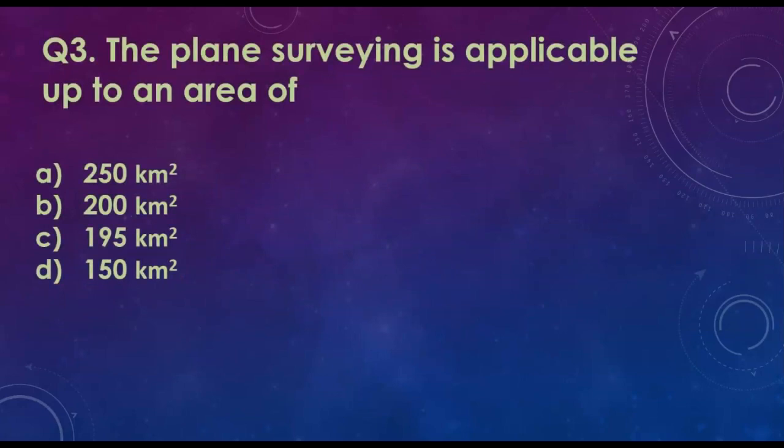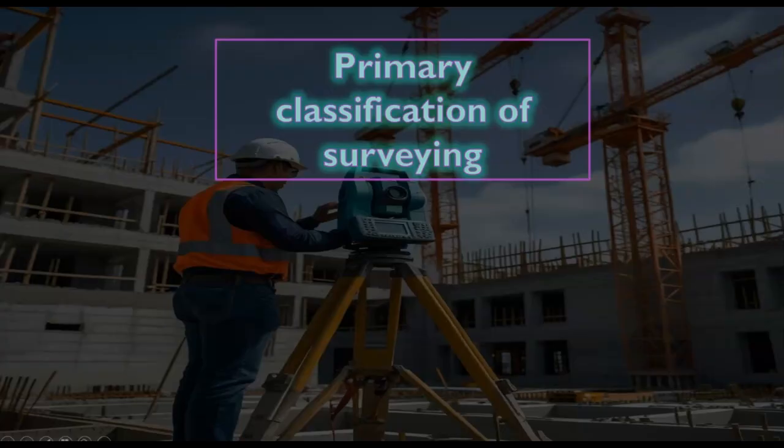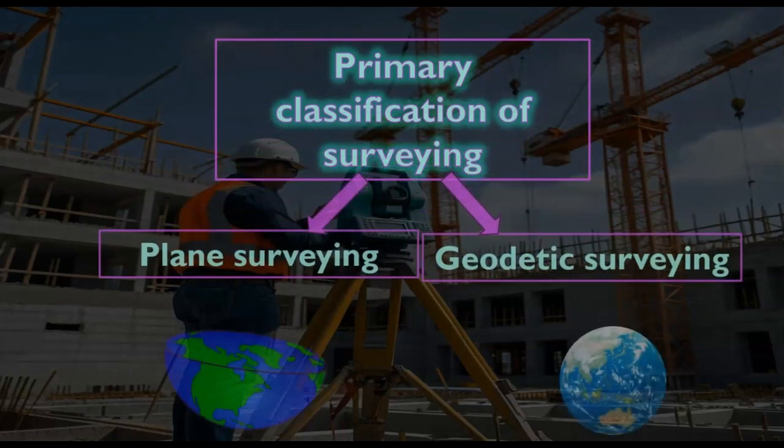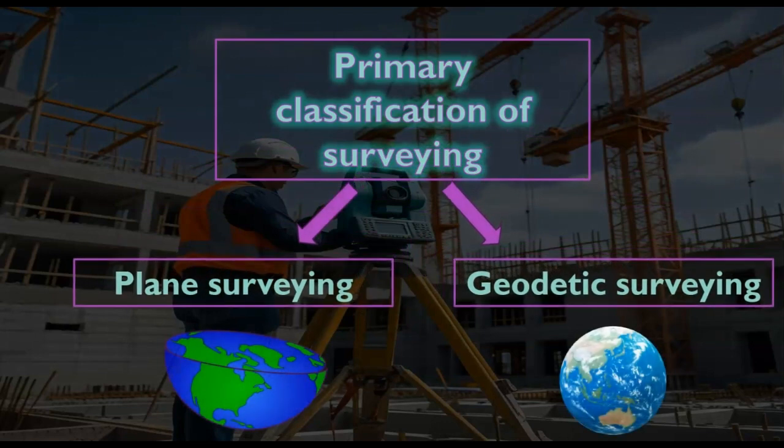Now, question 3. Plane surveying is applicable up to an area of option A, 250 square kilometers, option B, 200 square kilometers, option C, 195 square kilometers, and option D, 150 square kilometers. In order to answer this question, we should know what is the primary classification of surveying. They are of two types, plane surveying and geodetic surveying.